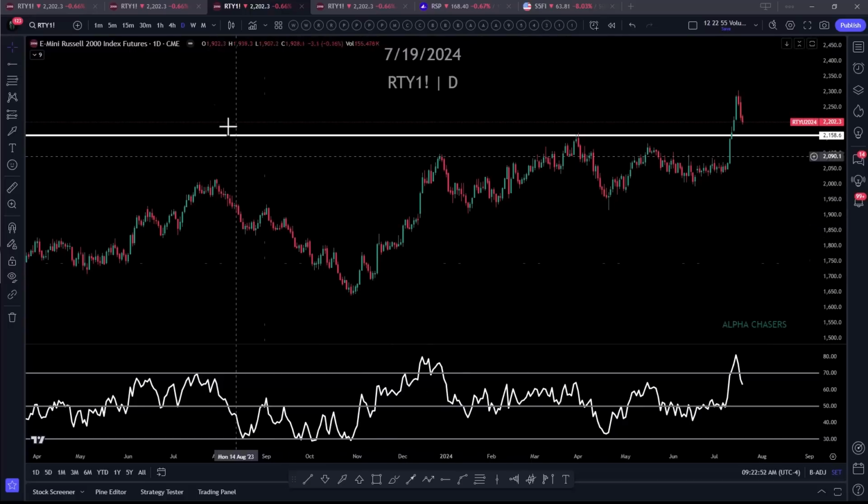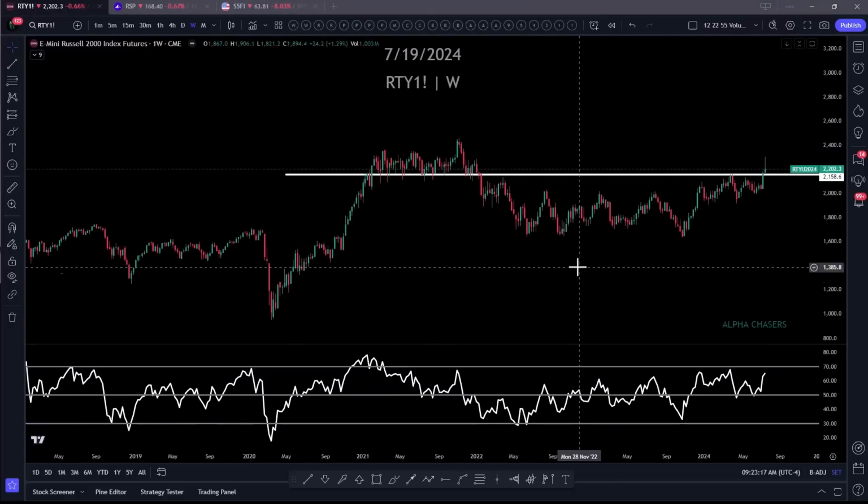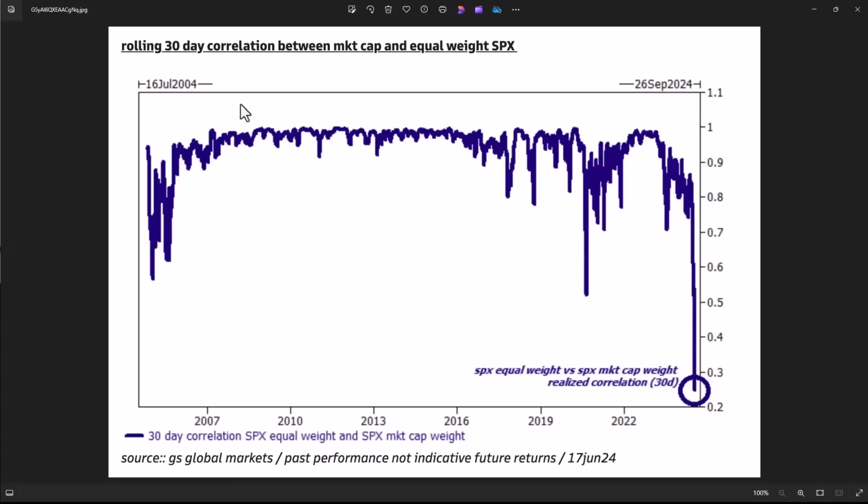If you take a look at this again, one final time, with just the RTY, please keep this in mind. Now, if we look at this, we can see clearly where the money's going, right? But wait, there's more. And this is something really important.